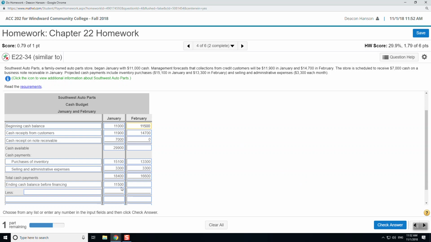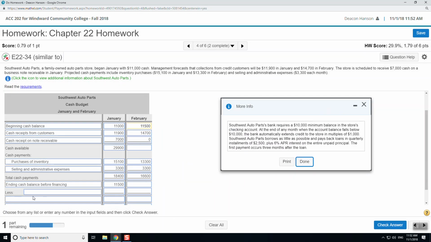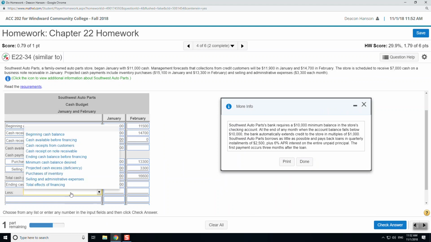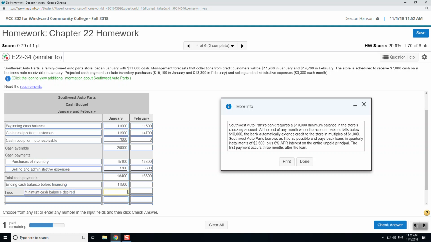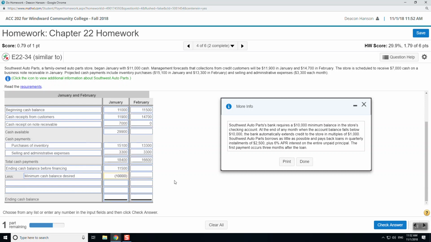And that's how you take that number and you're going to test it against the minimum required. So this next step is not money coming out of your account. It's just a test to see whether you have to borrow, usually on your line of credit. This sounds like an overdraft when you read this paragraph where the bank automatically funds it. So we're going to subtract the minimum cash desired, which is 10,000, to see whether we need to borrow or not. And in this case, we don't need to borrow because we're 1,500 in excess.